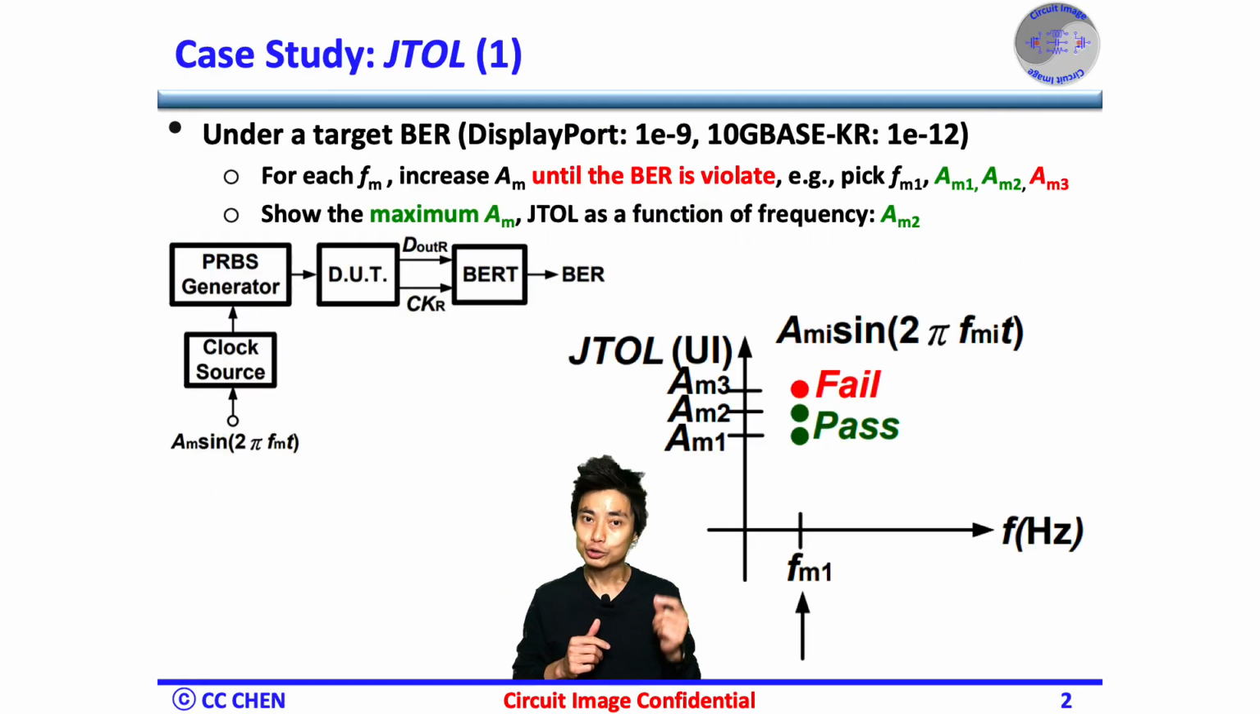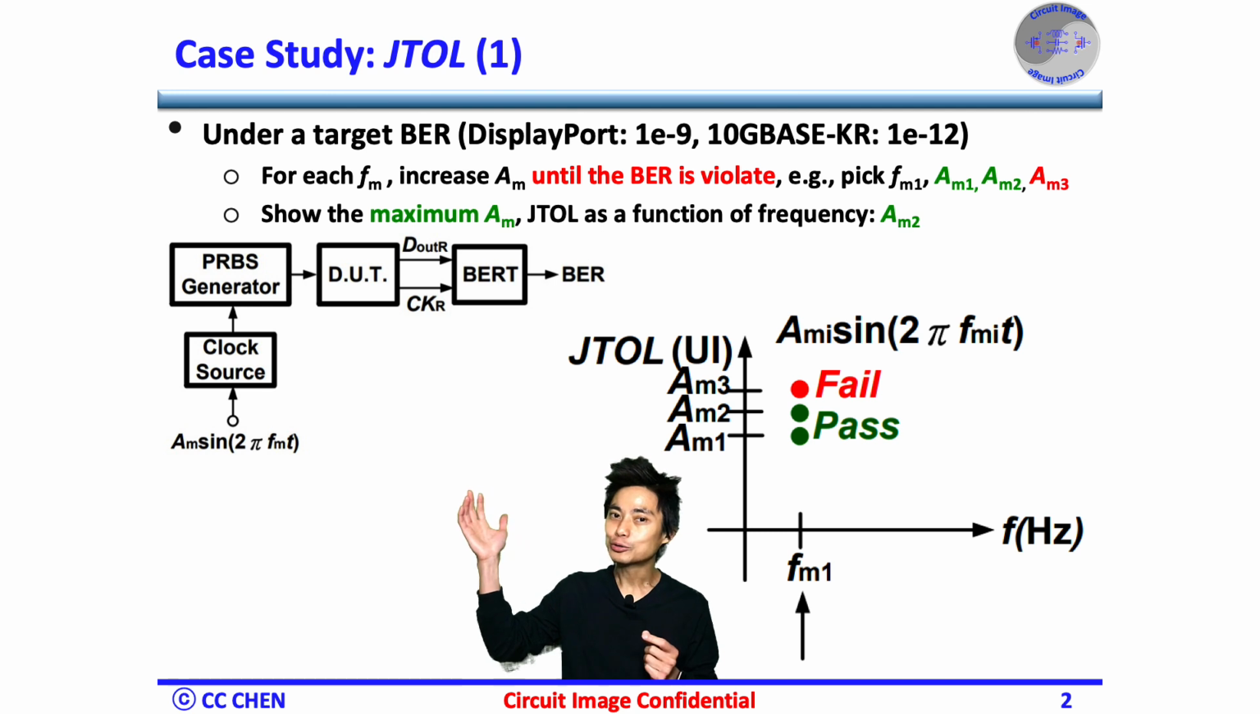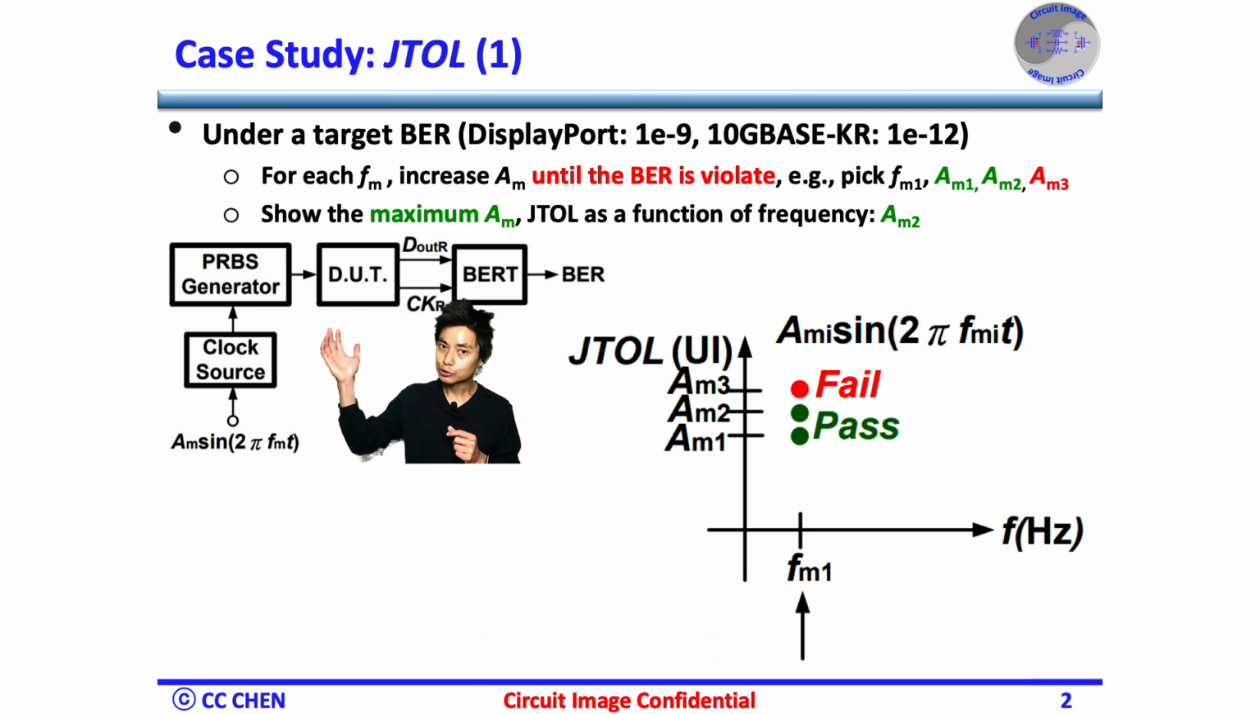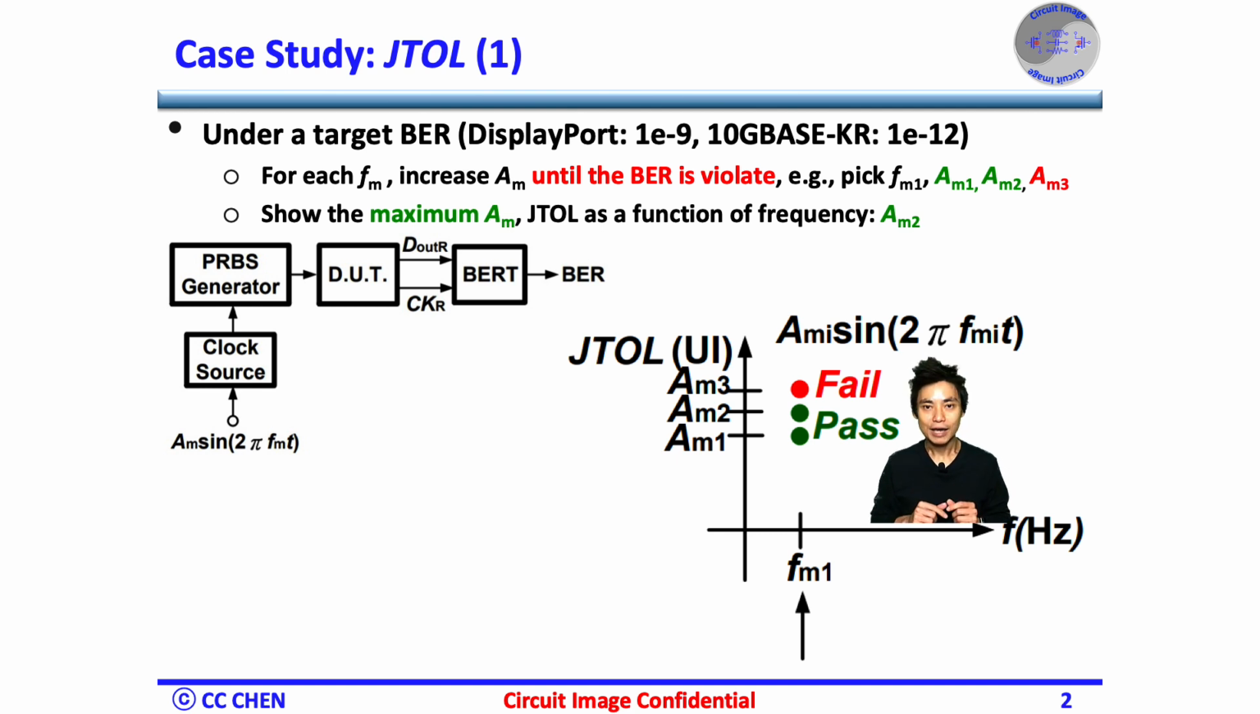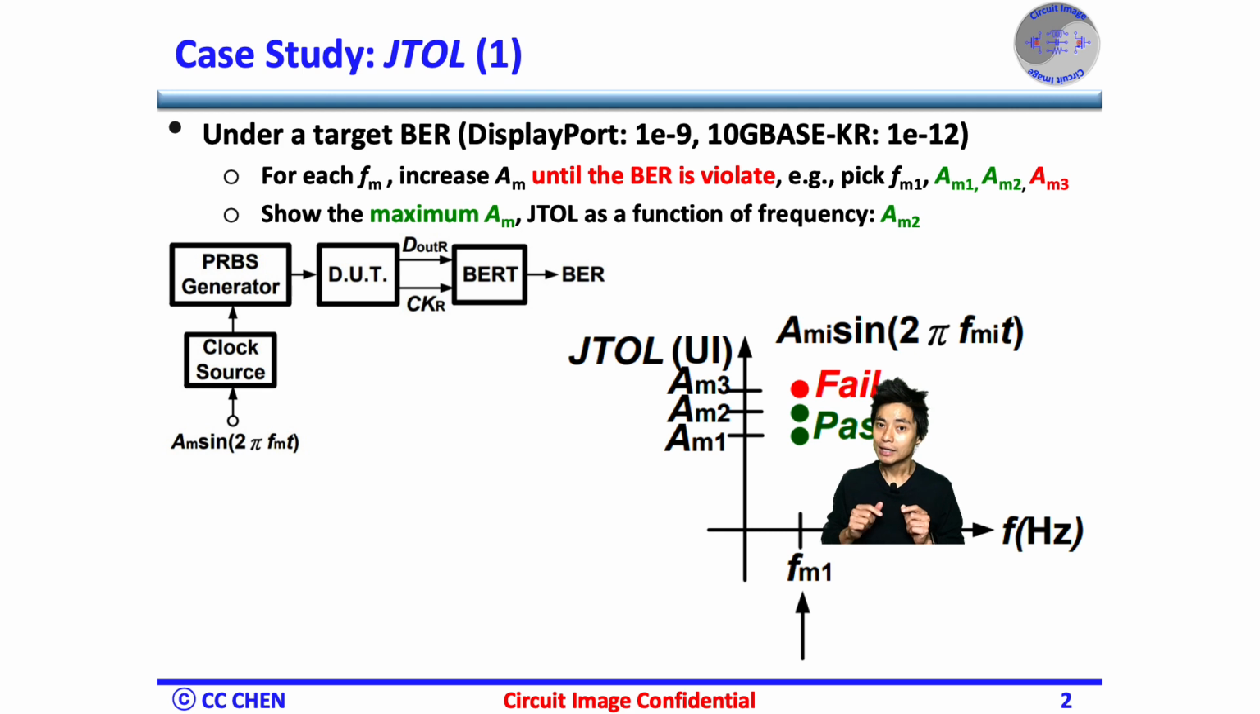Before talking about the pseudo JTOL, let's review how the JTOL evaluation or characterization is performed. The corresponding JTOL procedure is as follows. For each phase modulation frequency Fm, we may increase the phase modulation depth Am until the bit error rate is violated. For example, pick Fm1 and Am1, and if we measure the bit error rate less than the specification, for example, 1e-9 in DisplayPort or 1e-12 in the 10GBASE-KR protocol, then we can mark it as pass in green.